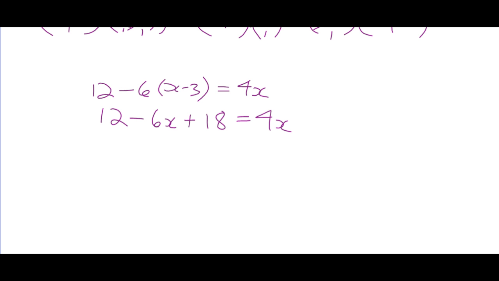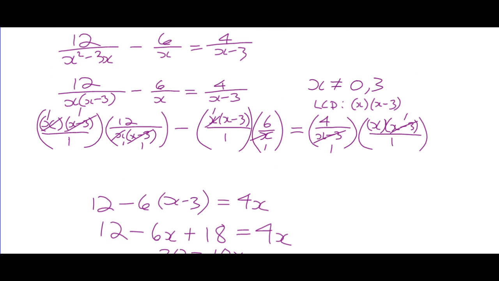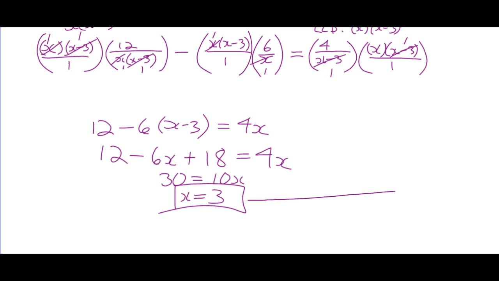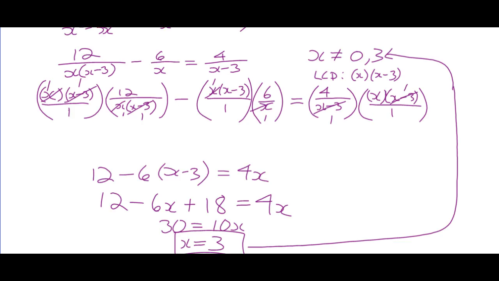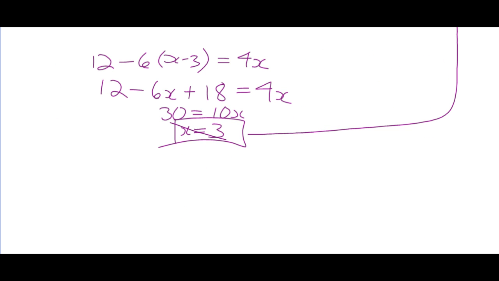Let's move that over. So we're going to end up with 30 is equal to 10x, and x is equal to 3. Okay, we put a box around it, and we wrap it up, and apply a little bow. Oh, but wait. I didn't see because it was off the page. We said that x cannot equal 3. Okay, so what are we going to say? No solution.